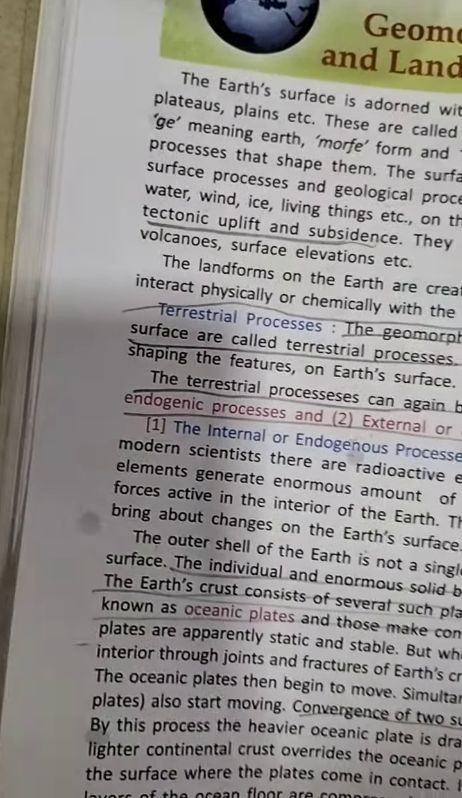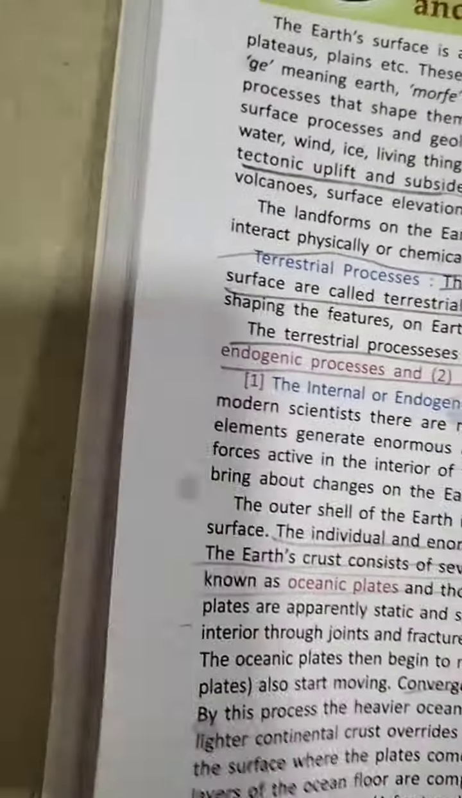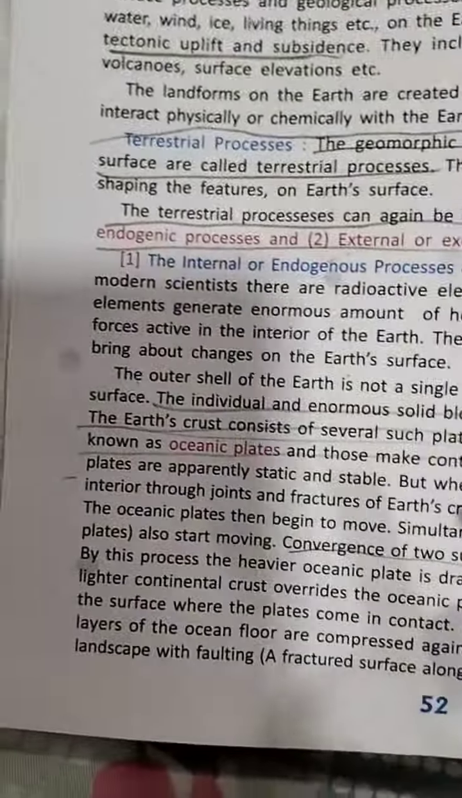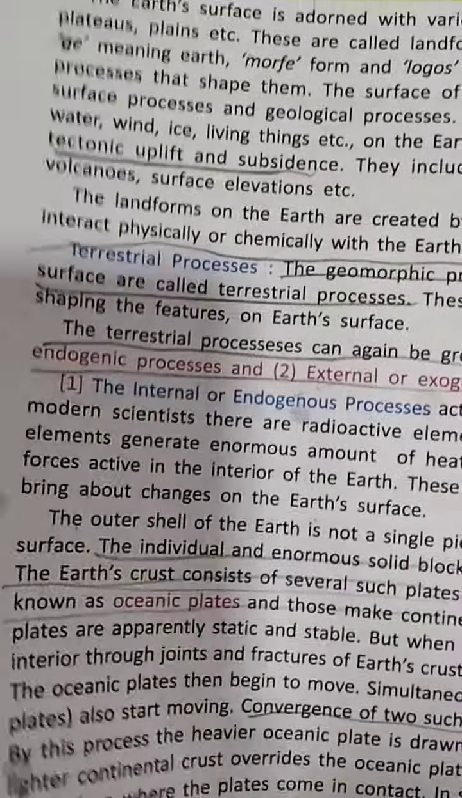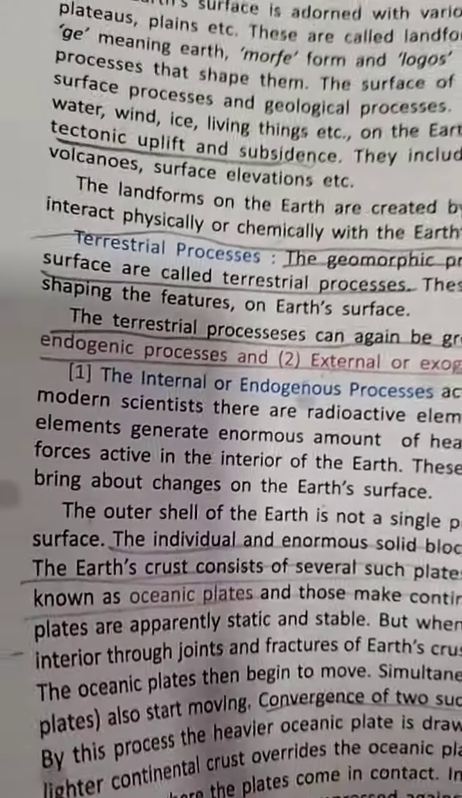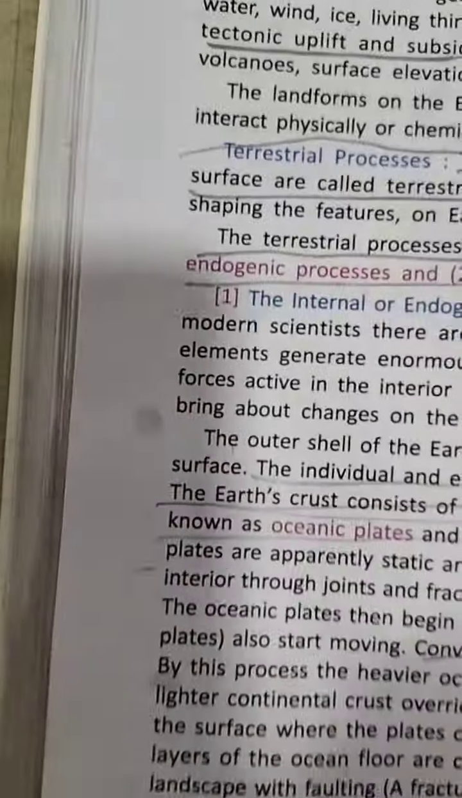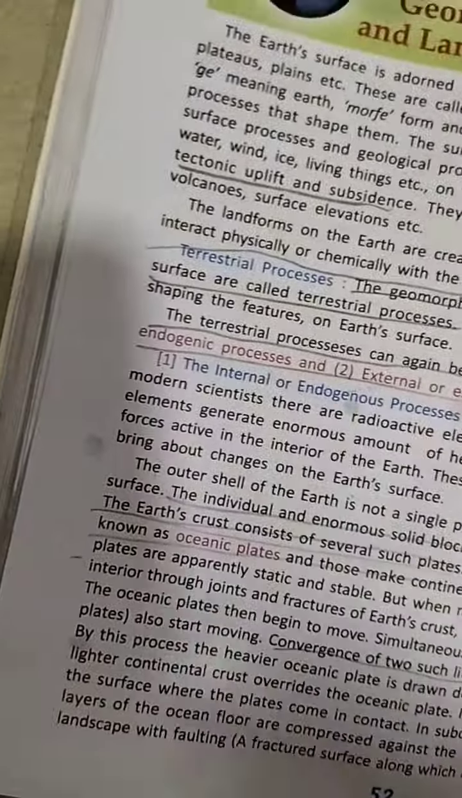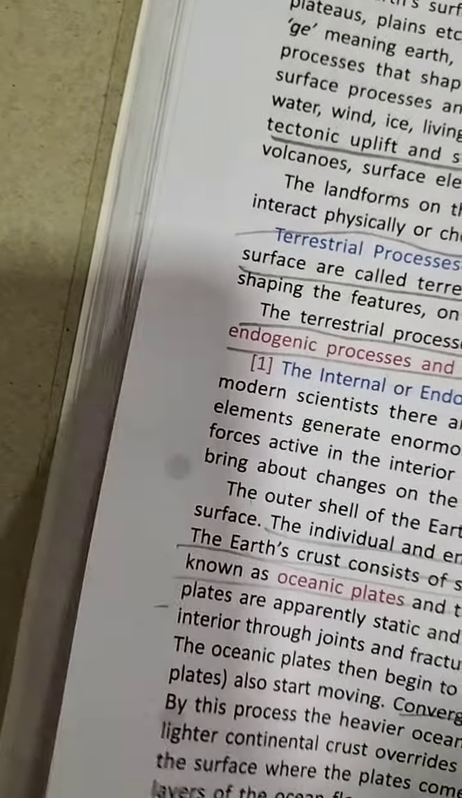The earth consists of several such plates. There are many different types of plates which the earth's surface contains. The plates which form ocean bodies are called oceanic plates, and those which make up the continents are called continental plates. That means the plate on which a continent is lying is called continental. For example, Europe is a continent lying on a continental plate. Asia is also lying on a continental plate.